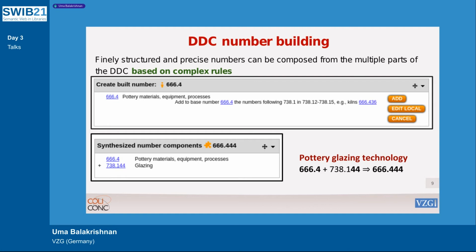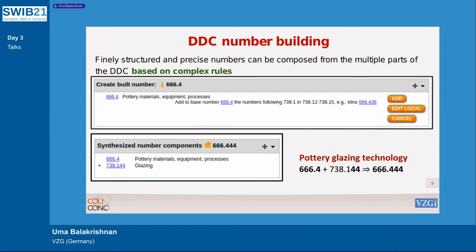So we have here, to demonstrate, a very simple example of this complex system. To create a notation for pottery glazing technology, which is 666.444, we take the notation from the main schedule, 666.4 for pottery materials, and add to it a notation from the main schedule, 738.144 glazing, and just go by the instructions given here. Add to the base number, 666.4, the numbers following 738.1 in this number. And thus you get 666.444 for pottery glazing technology.